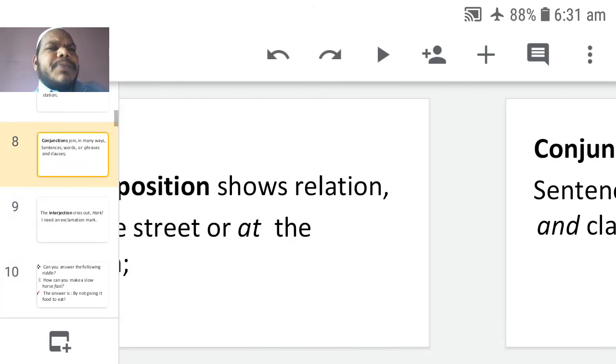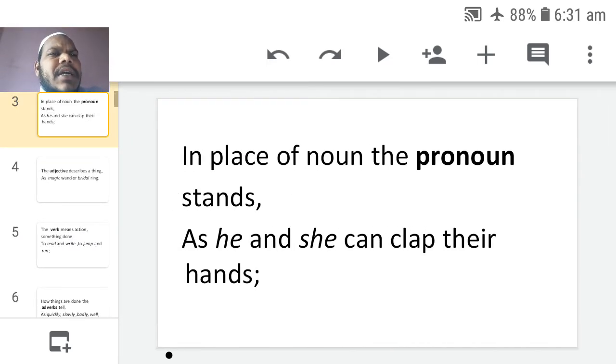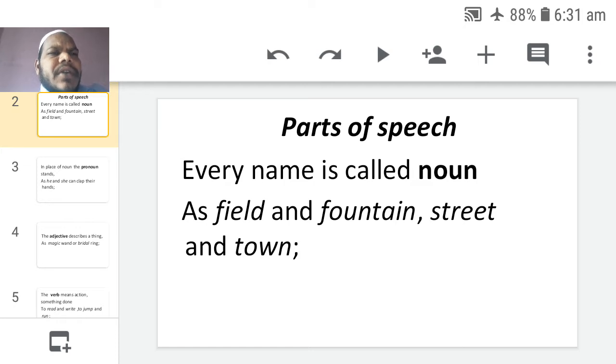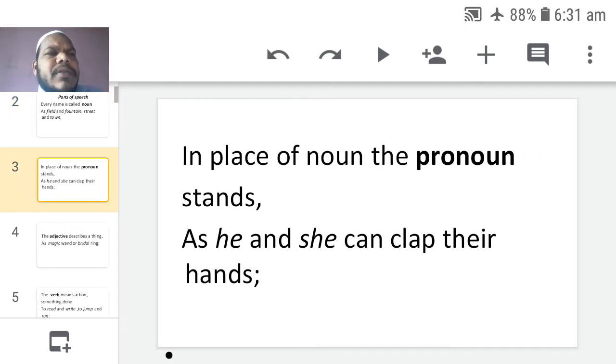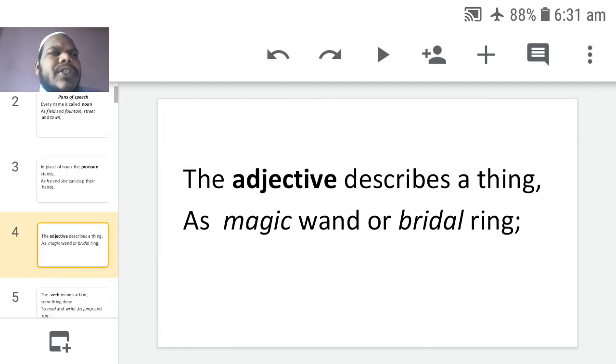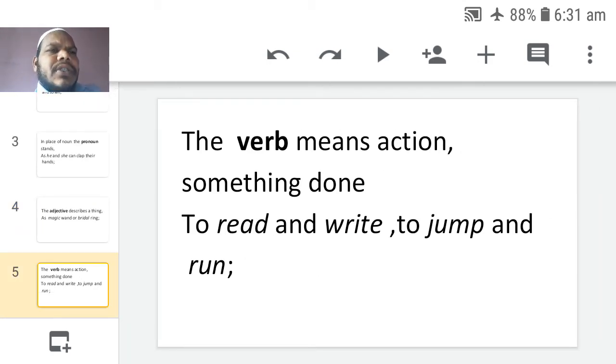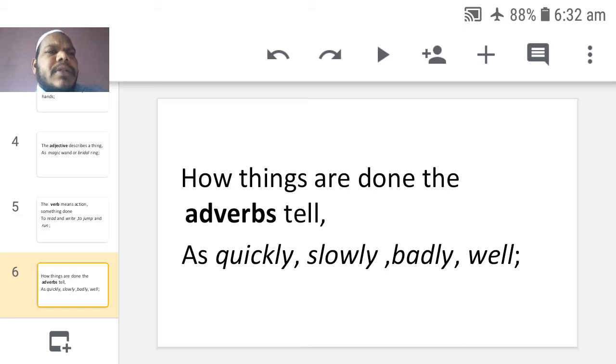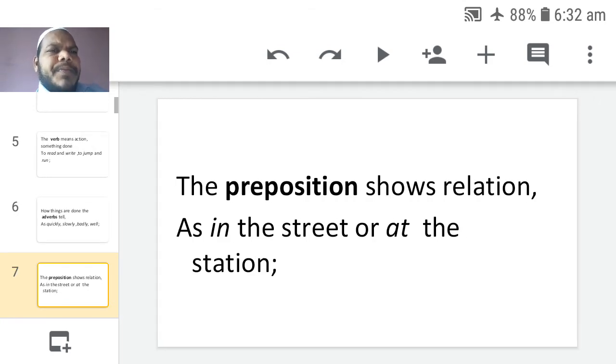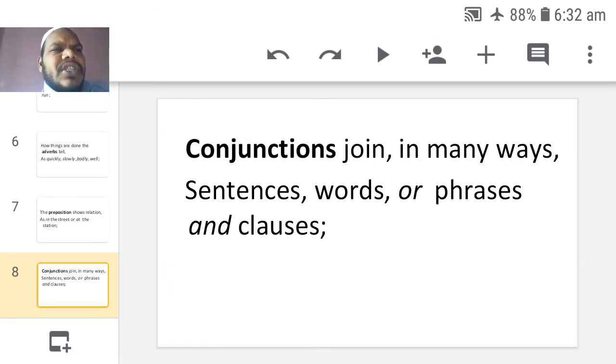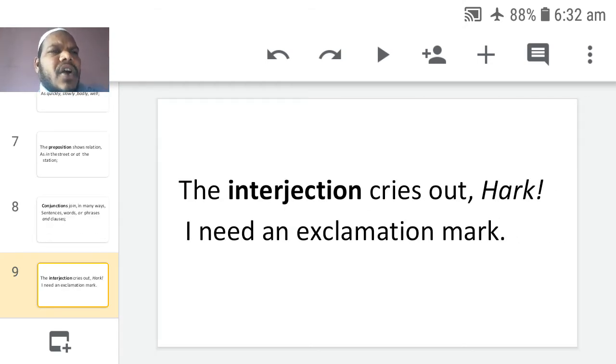So here in this poem we can sum up the 8 parts of speech: noun, a naming word, as field and fountain; pronoun instead of noun, he and she; adjective, a describing word, as a magic wand or bridal ring; verb, an action word, to read, write, to jump; adverbs showing how things are done, as quickly, slowly, badly, well; preposition shows relation, in the street, at the station; conjunction joining words, or, and; interjection showing surprise, hawk.